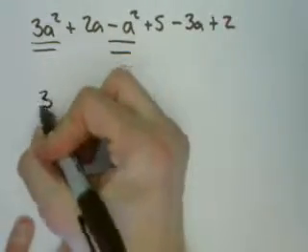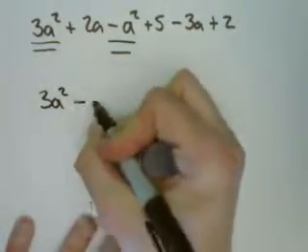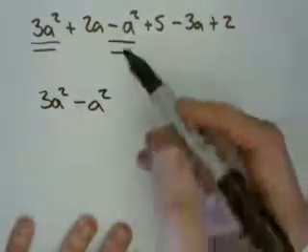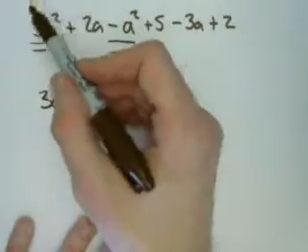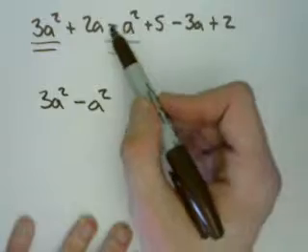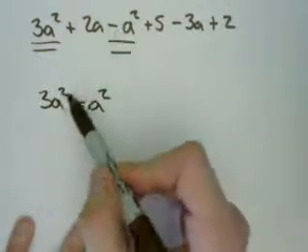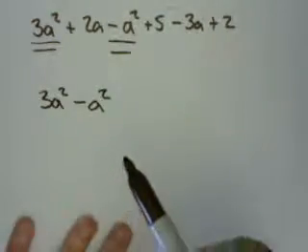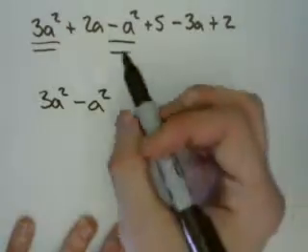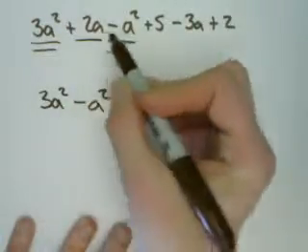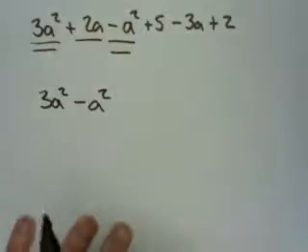So here, 3a squared minus a squared. I can rearrange them because of the commutative property. It doesn't matter in which order I add things, but if they have a minus in front of them, I have to keep that minus with them. That's their sign.